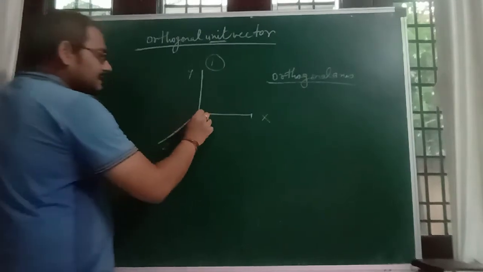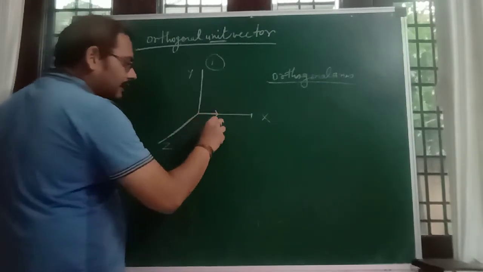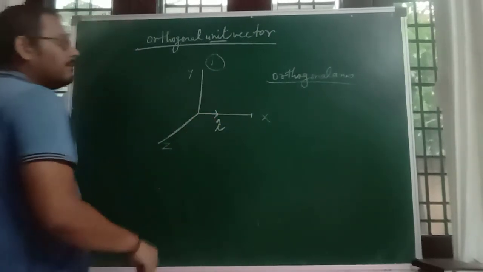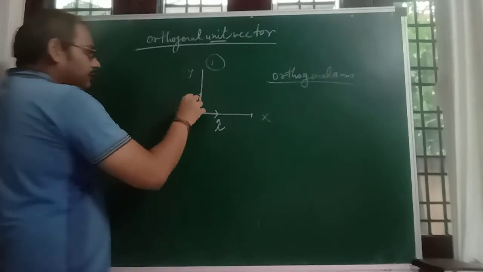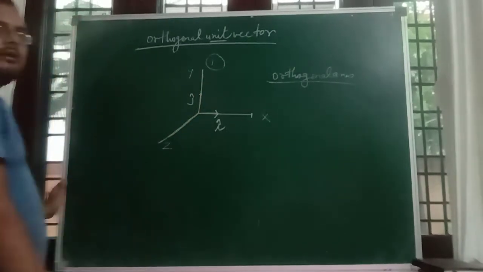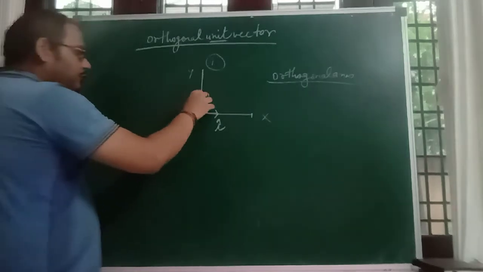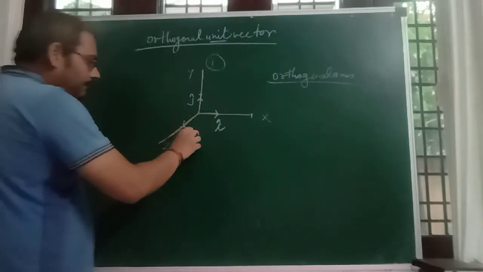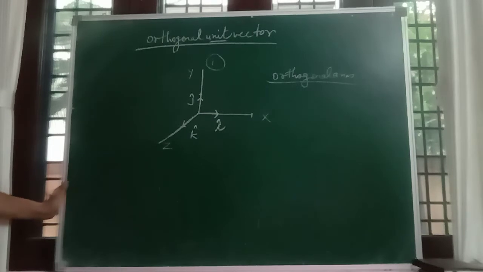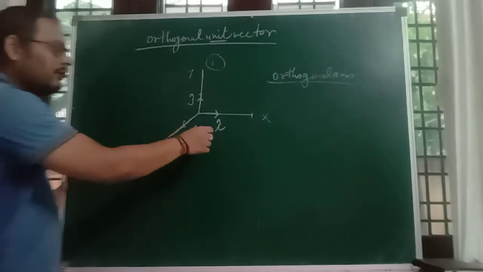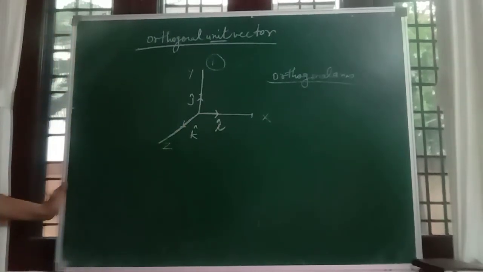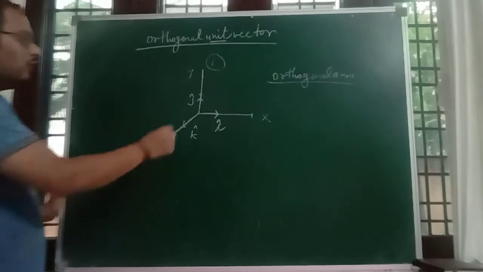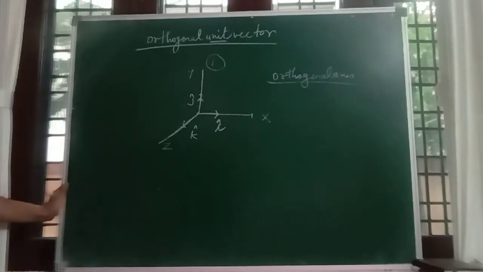So along the x-axis, this unit vector is represented by i cap. Along the y-axis, this unit vector is represented by j cap. And along the z-axis, this unit vector is represented by k cap. These are standard notations of unit vectors along the x-axis, y-axis and z-axis: i cap, unit vector along the x-axis, j cap, unit vector along the y-axis, and k cap, unit vector along the z-axis.